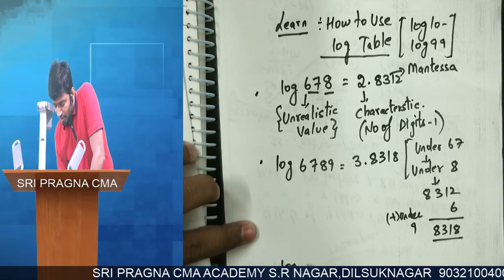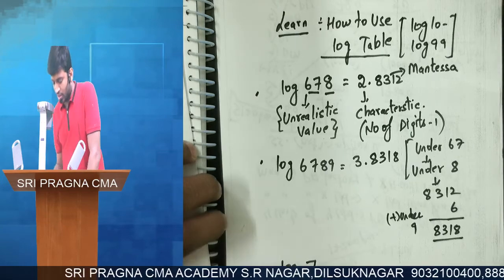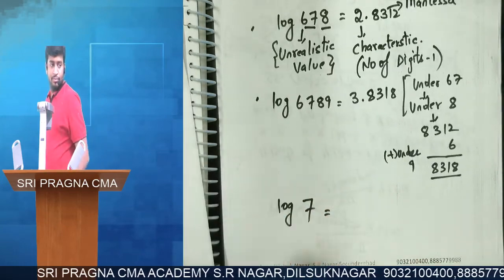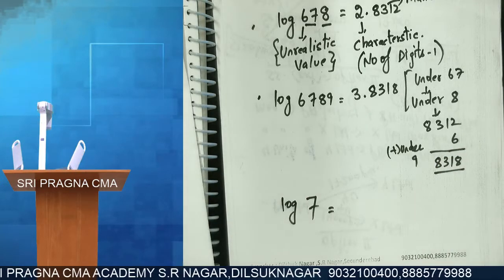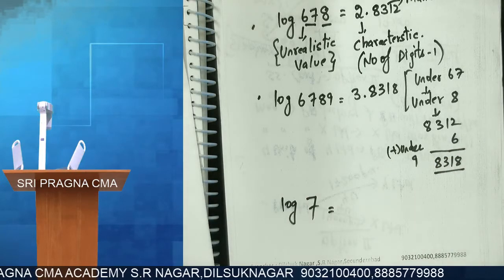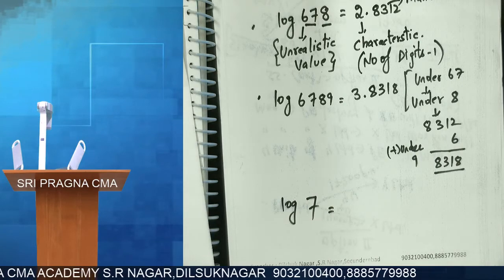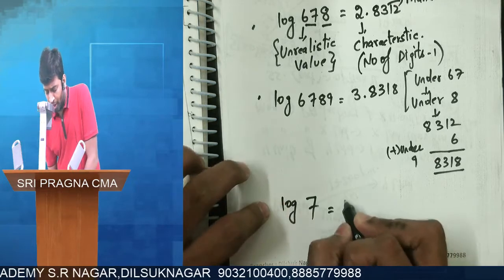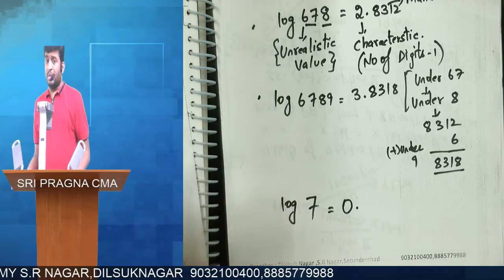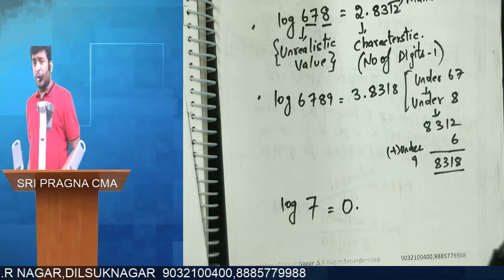Log 1. Now tell me, use your brains. How many digits? 1 minus 1. So it will be 0 point only.